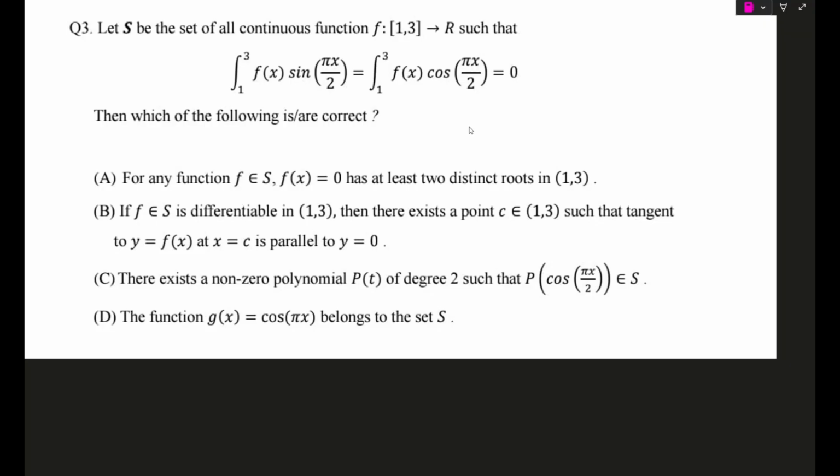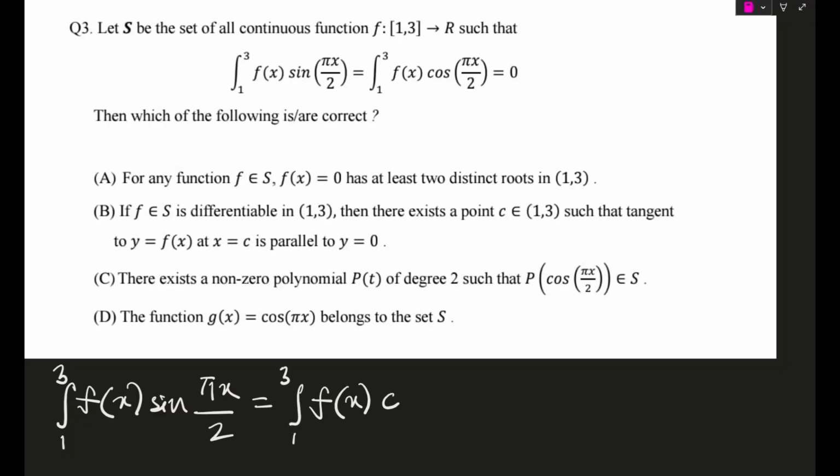Okay, so now it's time for us to start solving. The first thing is, if you read the question, S is a set of all continuous functions such that the integral from 1 to 3 of f of x times sine pi x by 2 is equal to the integral from 1 to 3 of f of x times cos pi x by 2, which is equal to 0.